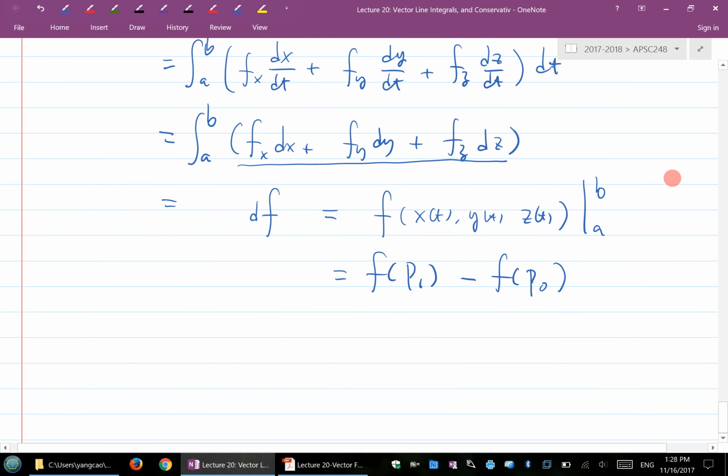Okay. So let's take a look at an example, an application of this theorem, right here.